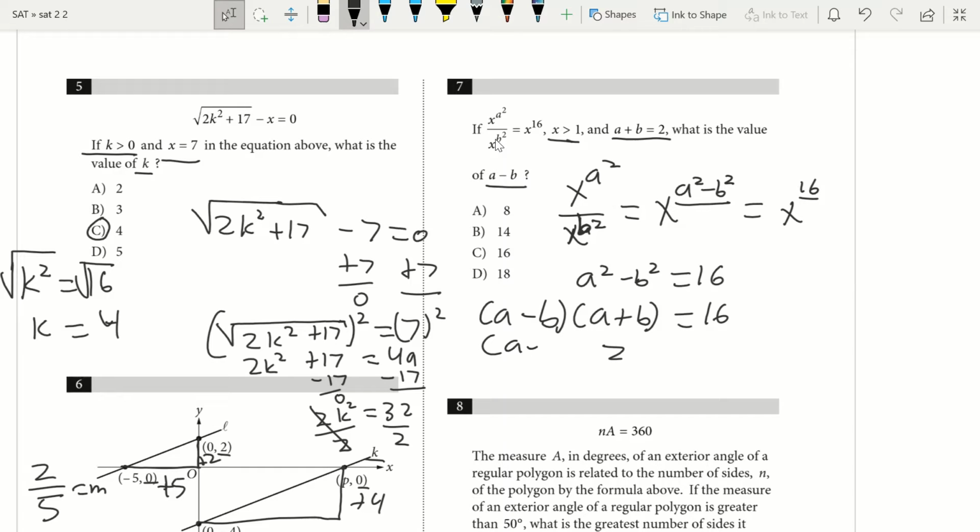So now we have (a − b) times 2 equals 16. So now all we've got to do is divide by 2 on both sides, and we get a − b equals 16 over 2, which is 8. So therefore, we know that a − b will be 8. So our answer will be A. Question 8.